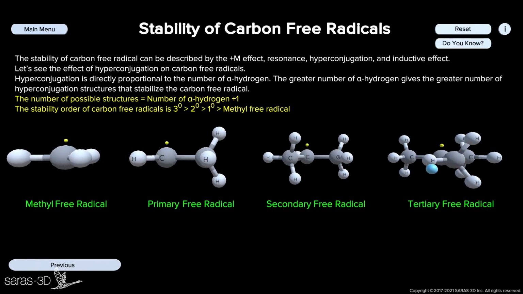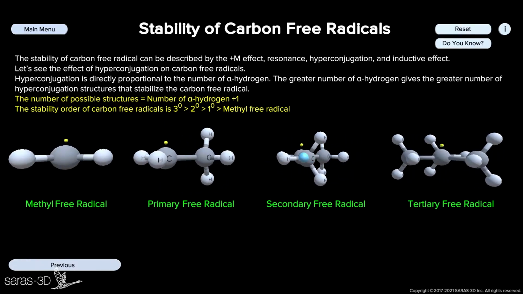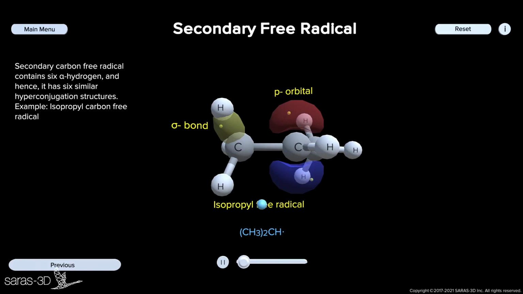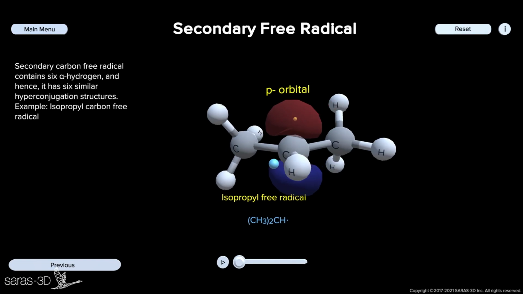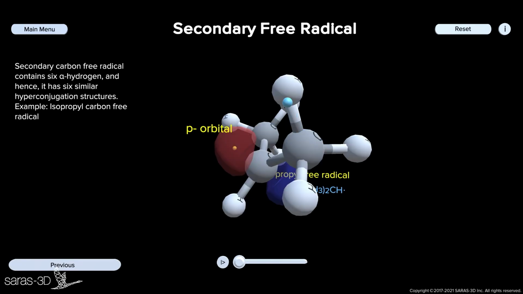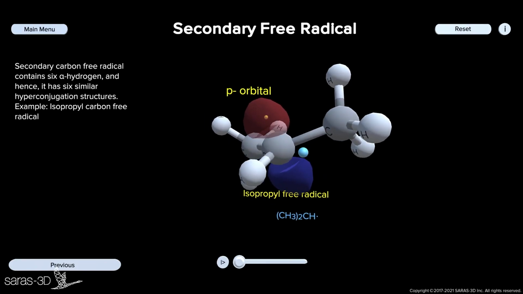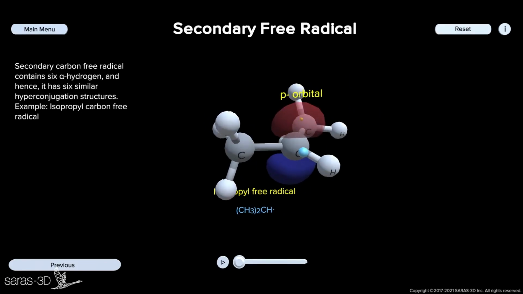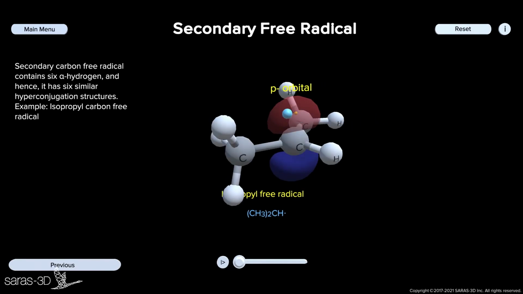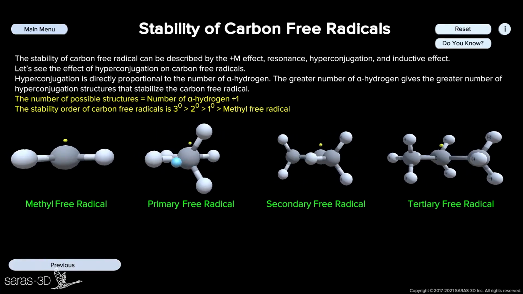So tertiary free radical is going to be the most stable, and then the secondary free radical will be stable. Why? Because it has got 6 alpha hydrogen, as we can see here. So this is the secondary free radical, which is the isopropyl free radical, and here we can see it has got 1, 2, 3, 4, 5 and 6. So there are 6 alpha hydrogen, and it means the number of possible hyperconjugation structures will be 6 plus 1, that is 7. So after tertiary free radical, secondary free radical is going to be stable, and then the primary free radical will be there when you talk about the stability order.